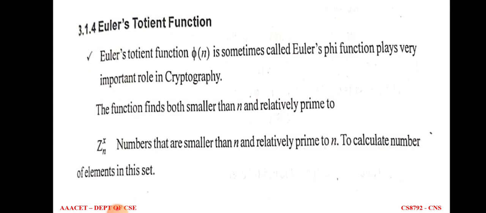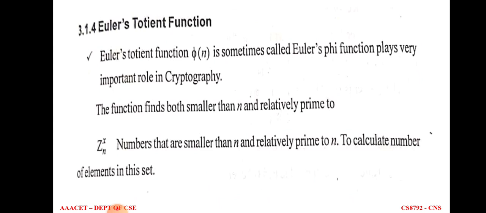It plays a very important role in public key cryptography. The main point of this function, please listen carefully, is that it is used to find numbers that satisfy both conditions: smaller than n and relatively prime to n. So the Euler totient function is denoted by phi of n, and it is used to find the numbers smaller than the particular n and relatively prime to n.